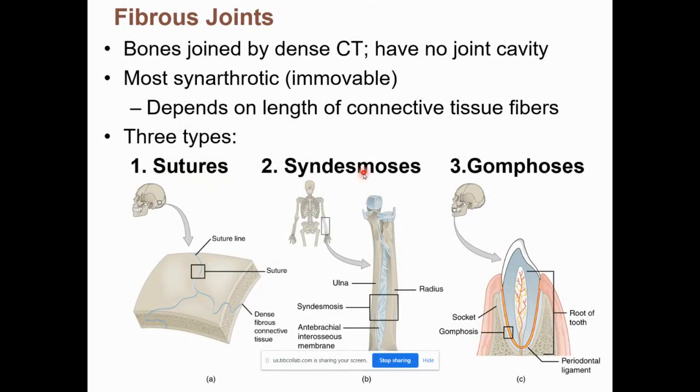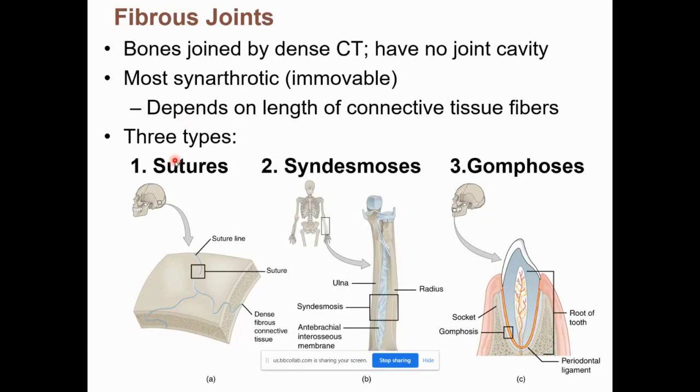And you should know that these are the 3 subcategories of fibrous joints. So we have fibrous sutures, fibrous syndesmoses, and fibrous gomphosis. To start with the easy one, sutures: in lecture, we named sutures, in lab. It's actually a category of fibrous joints. So we have fibrous connective tissue joining these cranial bones together, giving us a fibrous suture.